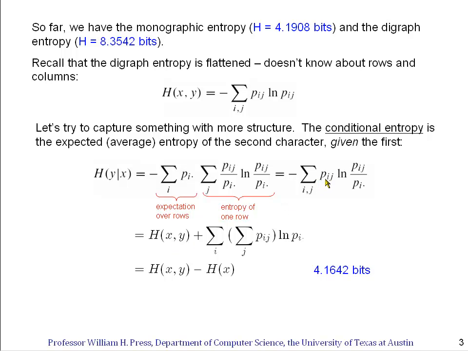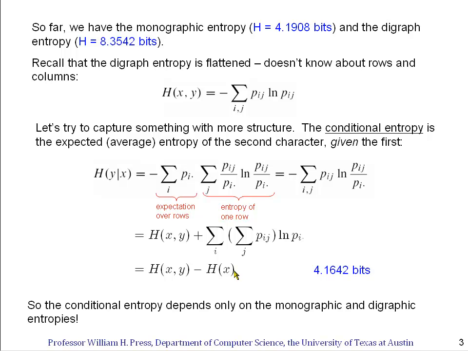And the next term, the pij log of pi dot, well, a minus sign comes from the fact that it's in the denominator, and there's a minus sign here, so it actually comes in here with a plus sign. And now if you do the sum over j first in that expression, because the thing in the log doesn't depend on j, we're just summing over the probabilities pij over j, and that gives a pi dot, and therefore we have the sum over i of pi dot log pi dot. And you can see that that's just the entropy of the first character.